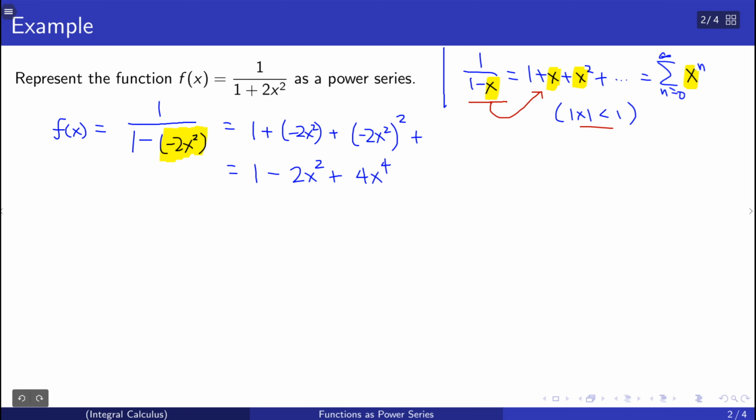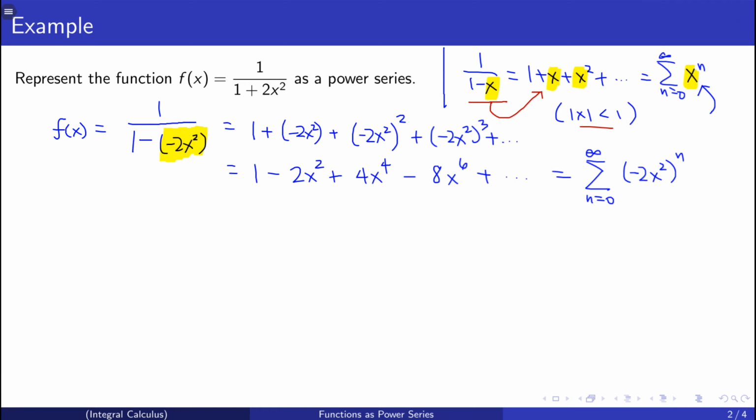Right, I'll write the next term just so we can see the pattern more clearly. Because this becomes minus 8x to the 6th power. And in fact, I can also write this using sigma notation. Again, just replacing x in that expression, minus 2x squared raised to n, n equals 0 to infinity. Right, and so this is a power series representation.